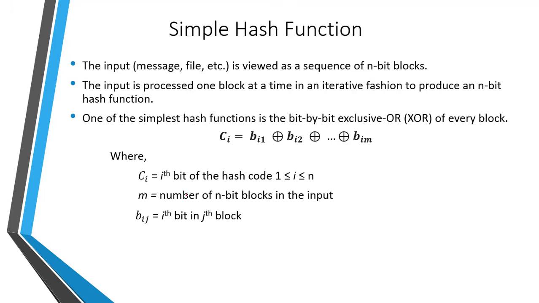Here Ci is the ith bit of the hash code and Bij is the ith bit of the jth block. So Ci is obtained using the ith bit of the first block, the ith bit of the second block, the ith bit of the third block, and so on. All the blocks are processed, that is, the bit by bit exclusive OR operation is performed on the number of blocks. Here m is the number of input blocks in the message. So this is a simple hash function.